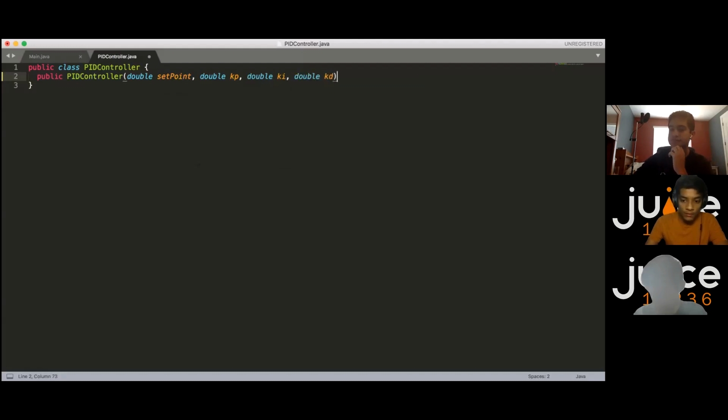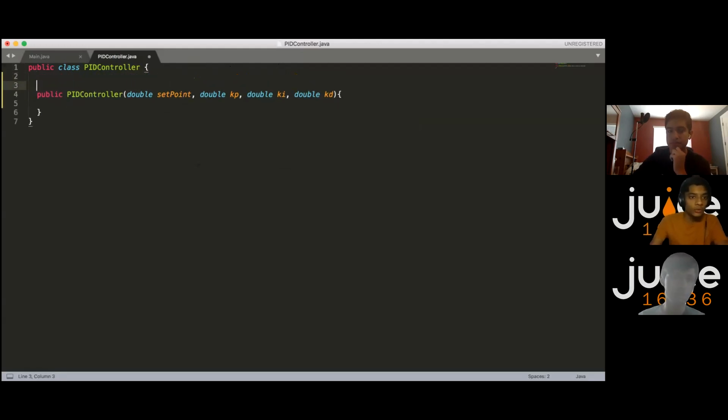So the Kp, Ki, and Kd are your 3 variables that you're going to be using to tune your PID controller. And we're going to make these all global variables so we can access them in any part of the code. So I'll do that right now.